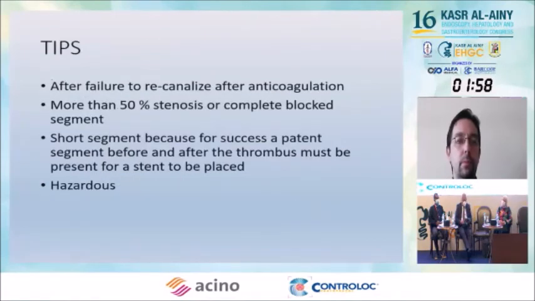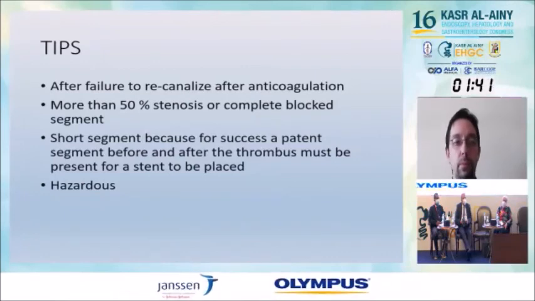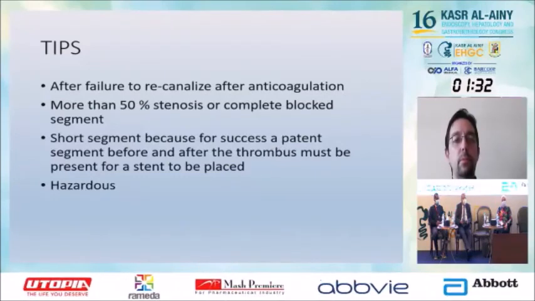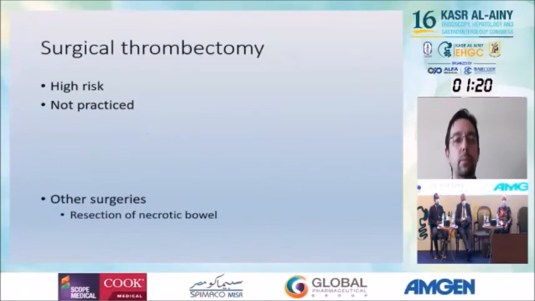TIPS is described in several studies after failure to recanalize after anticoagulation, if there is more than 50% stenosis or a completely blocked segment. However, a patient must be selected, and for a transplant, we don't really worry about the intrahepatic, and that's why it's not so applicable for the extrahepatic, because we need a short segment. Because for success, a patent segment before and after the thrombus must be present for a stent to be placed, and it's hazardous. Surgical thrombectomy has a high risk and is not practiced. Maybe we may need to resect a necrotic bowel.